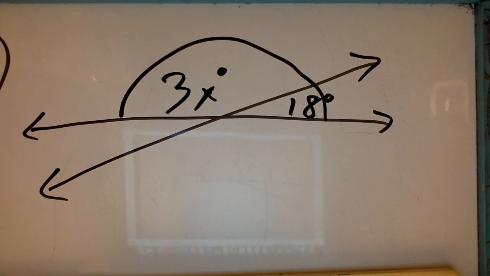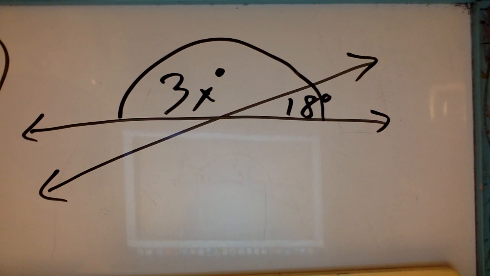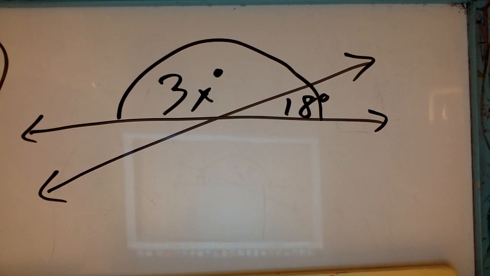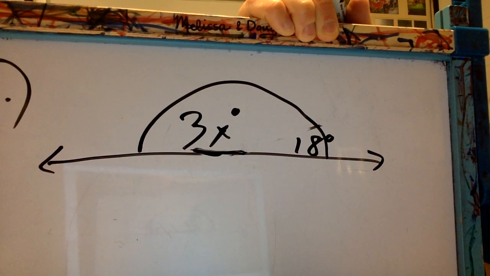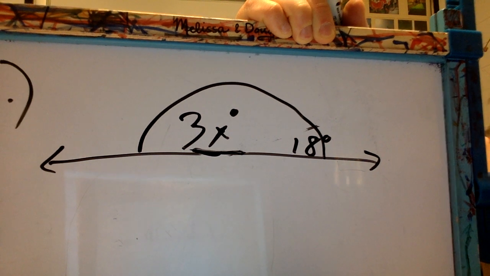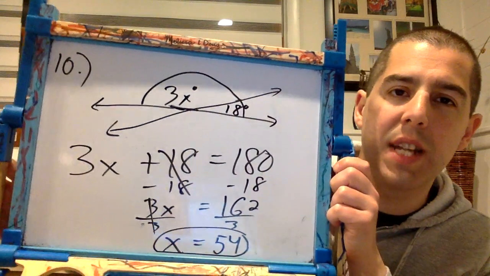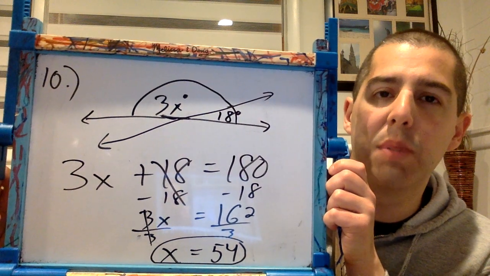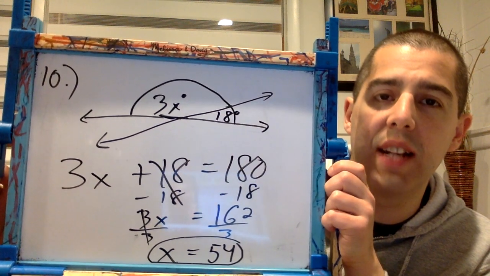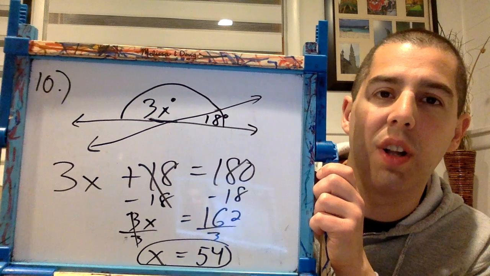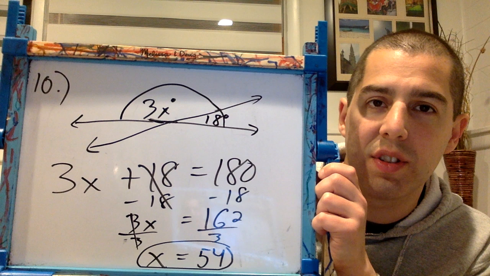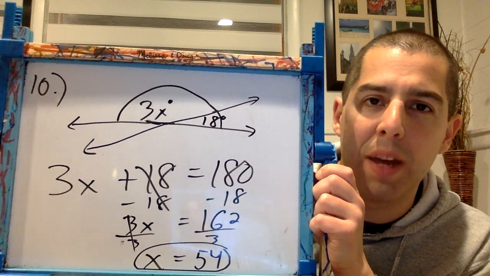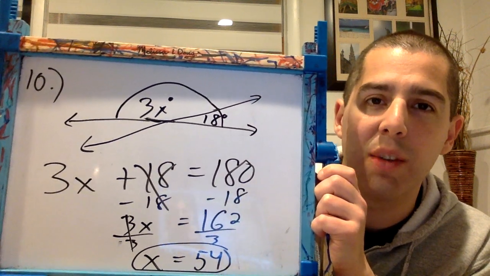Those two angles together make half of a circle. Or what happens if we take away the diagonal? I see a straight angle. I see 180 degrees. Therefore, we can set up a two-step equation. 3x plus 18 equals 180 degrees because straight angles equal 180 degrees. This is an example of supplementary angles. Then I isolated the variable and balanced the equation, and I got x equals 54.